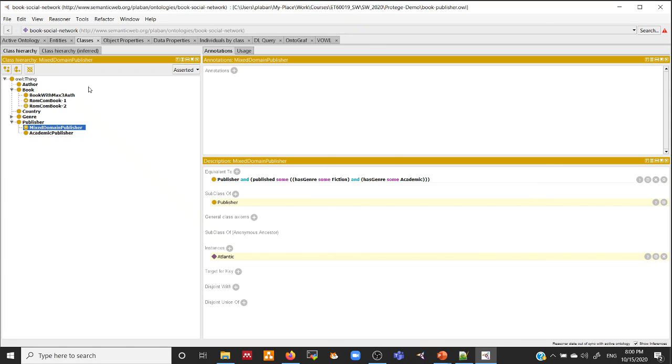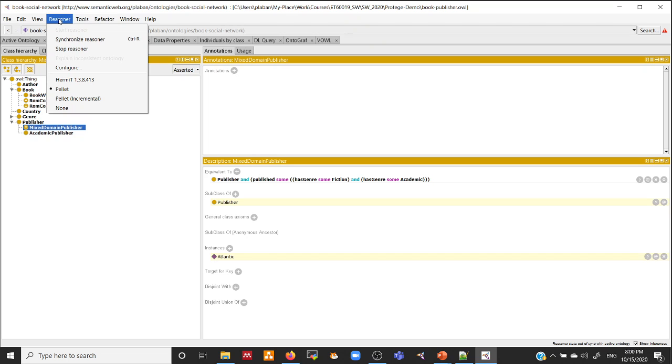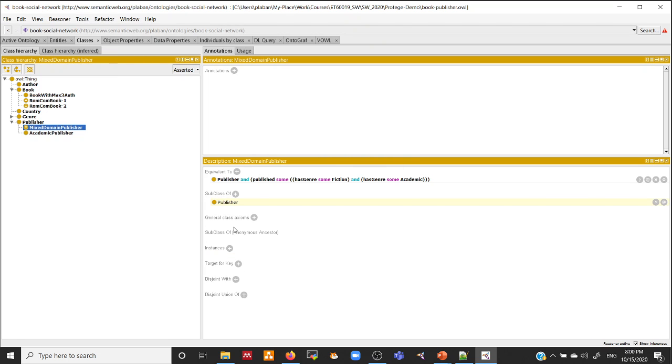Now let us see what kind of output we can get. I see that Atlantic is no longer an instance of this mixed domain publisher, and that is really justified because it has published two books, one from fiction and the other from academic, but it has not published a book which is both from genre fiction and academic. That's why Atlantic has been removed from this mixed domain publisher, right?